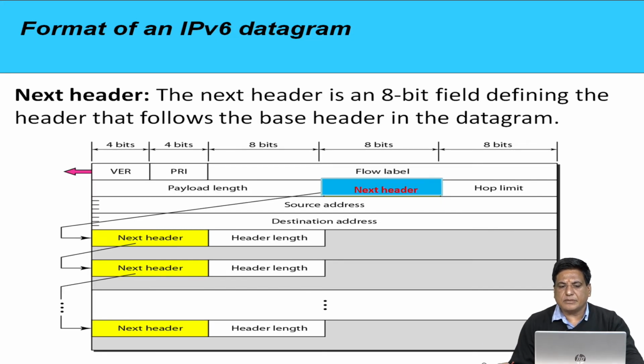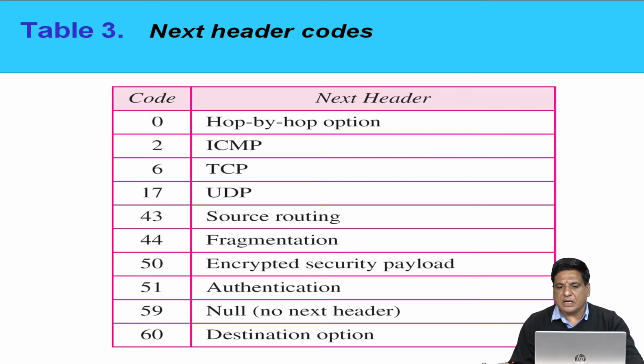Next is the next header. The next header is an 8-bit field. It defines the header that follows the base header in the datagram. So these are the next headers, and this is the code assigned for the next headers. 0 is assigned for the hop by hop options, 2 is assigned for the ICMP, 50 is assigned for the encapsulation security payload, 51 is assigned for the authentication, and 60 is assigned for the destination options.